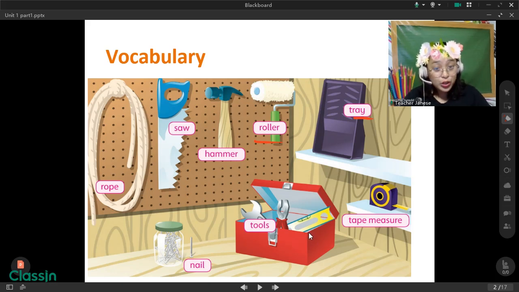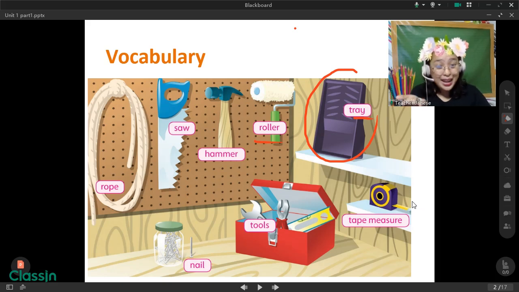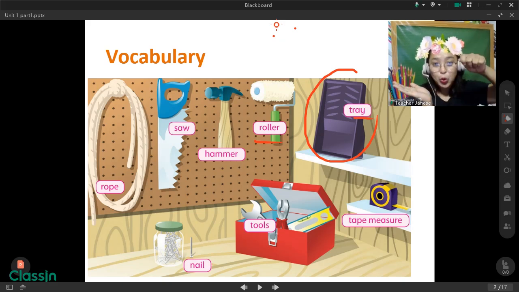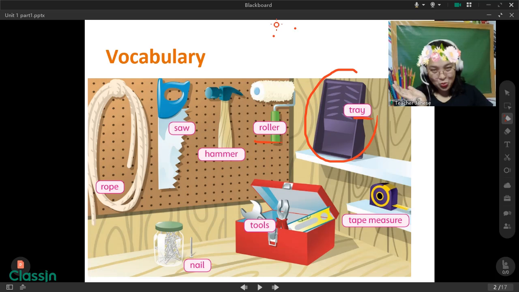Yes. And for the tray, as you can see, it is flat, right? It is flat. So it is used for carrying the paint. For example, this is the tray, and you put the paint on the tray, and the roller, you will do like this and paint it on your wall. So that's the use of the roller and the tray.